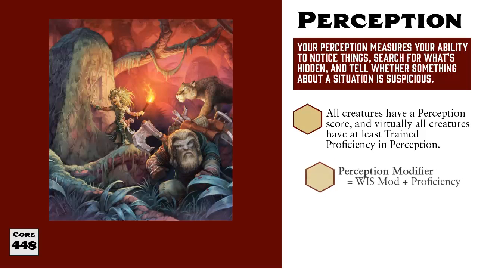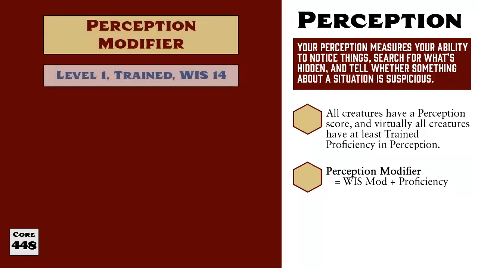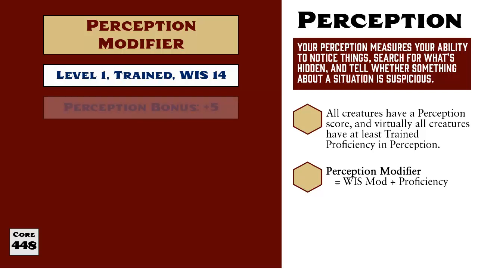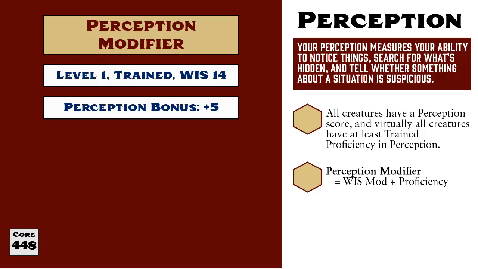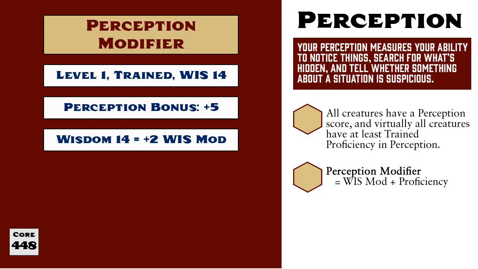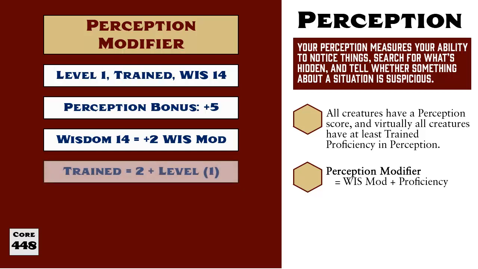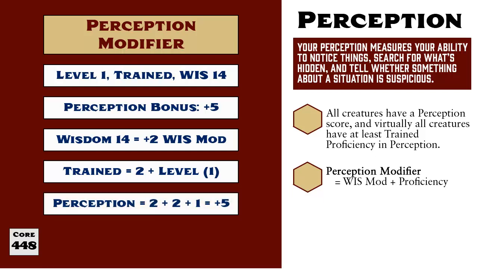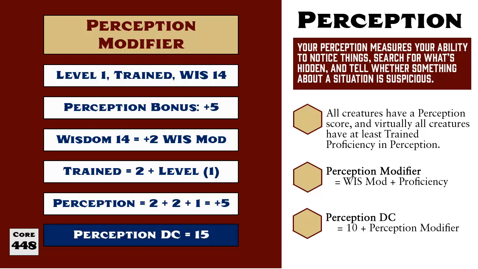The base perception modifier is the creature's wisdom modifier plus their proficiency bonus in perception. So for example, a first level character who is trained in perception and has a wisdom score of 14 would have a base perception bonus of +5. That's a wisdom score of 14 granting a +2 modifier, and trained proficiency adds 2 plus the character's level for a total of +5. Some actions such as sneaking are challenged by the witnessing character's perception DC, which is simply calculated as 10 plus the character's base perception modifier.